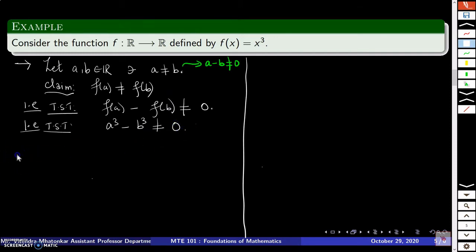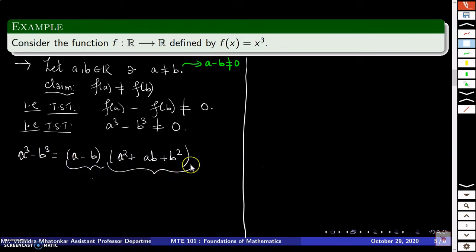So let's start with the expression for a cube minus b cube. You can factorize this as a minus b into a square plus ab plus b square, right? So when will a cube minus b cube be non-zero? Only when these two brackets are non-zero, right? If these two brackets are non-zero, then I can say that a cube minus b cube is not equal to 0. So this is what we have to look out for now.